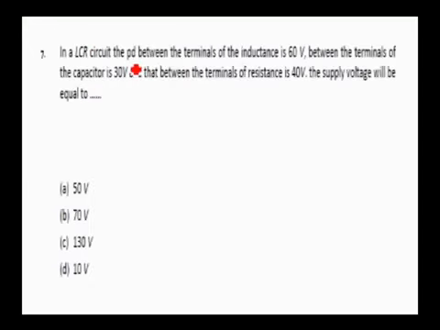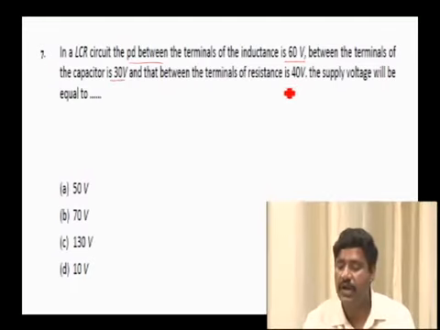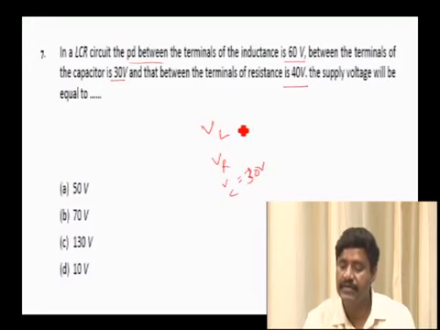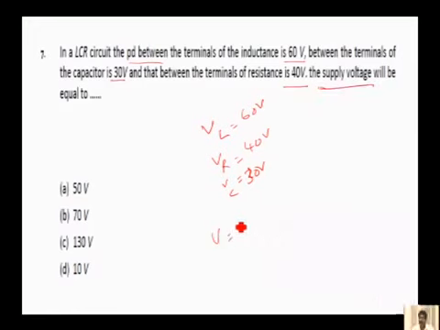In an LCR circuit, the potential differences across the inductance, capacitor and resistance are VL, VR and VC. They have given VL as 60 volt across the inductance. Across the capacitor they have given 30, and this one is 40. The question is the supply voltage. As I said, it is not the algebraic sum.